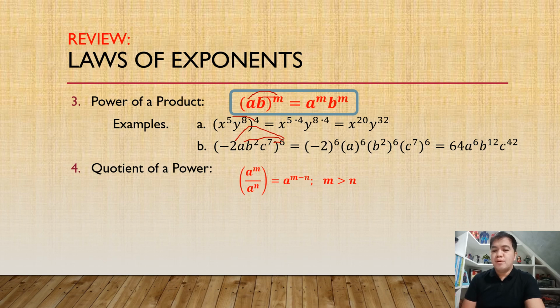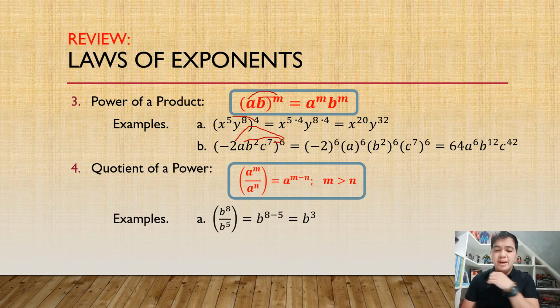Kabaligtaran lang ito nung number 1 kanina. Provided that m is greater than n. So, dapat mas malaki yung m sa n. Okay? Okay, so for example, if we have b to the 8 over b to the 5, so 8 minus 5, so that is b to the third. So, ganun lang siya kasimple.